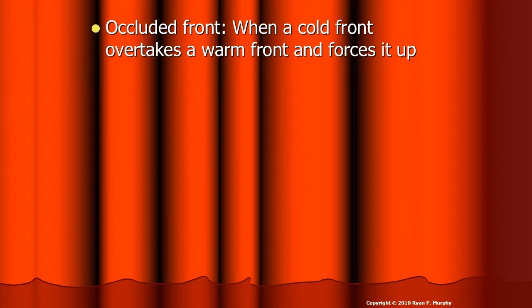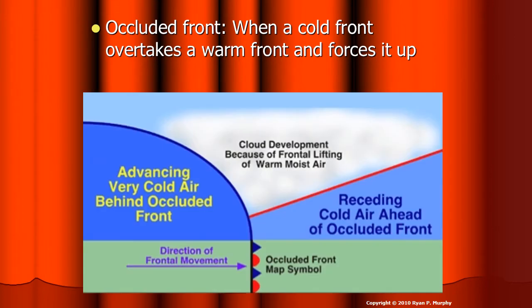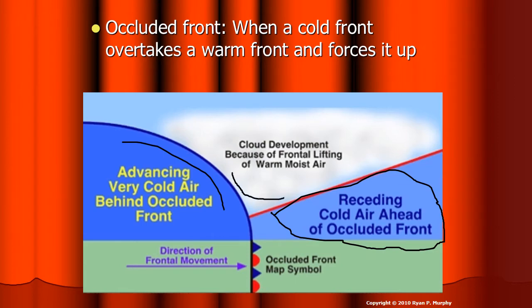Okay, occluded fronts. Occluded fronts are a little bit tricky here. This actually involves 3 air masses, not just 2. Basically, the idea here is that you get one cold air mass here that's moving along very quickly. You get another cold air mass here that's basically kind of stalled out and is staying still. And you have a warm air mass right here in between them.